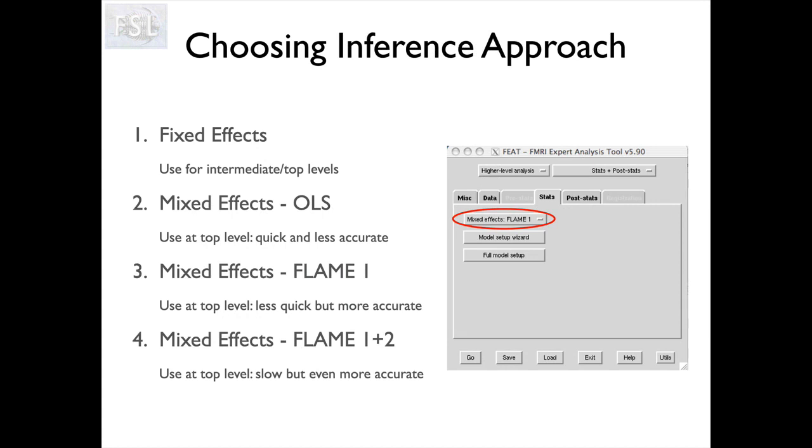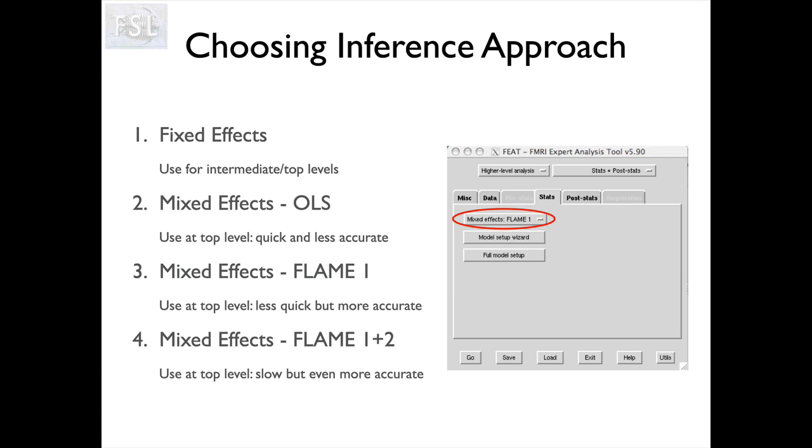So we talked about FLAME 1 and FLAME 1 plus 2, which are the third and fourth options here. There are a couple of others. Fixed effects we've talked about before. Generally you would not be using it. There is one particular case which we will get to in a different talk, but generally we want to use mixed effects because we want things to be generalizable to the population. So you'll see that options 2, 3 and 4 are all mixed effects.